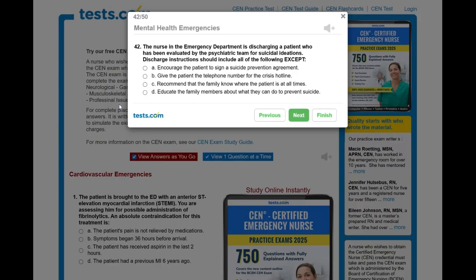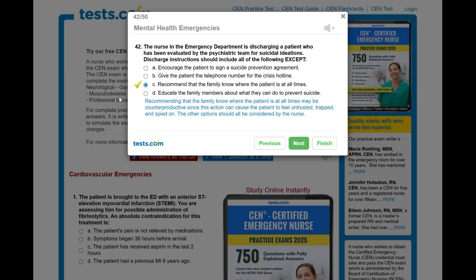Question 42. The nurse in the emergency department is discharging a patient who has been evaluated by the psychiatric team for suicidal ideations. Discharge instructions should include all of the following except A. Encourage the patient to sign a suicide prevention agreement. B. Give the patient the telephone number for the crisis hotline. C. Recommend that the family know where the patient is at all times. D. Educate the family members about what they can do to prevent suicide.